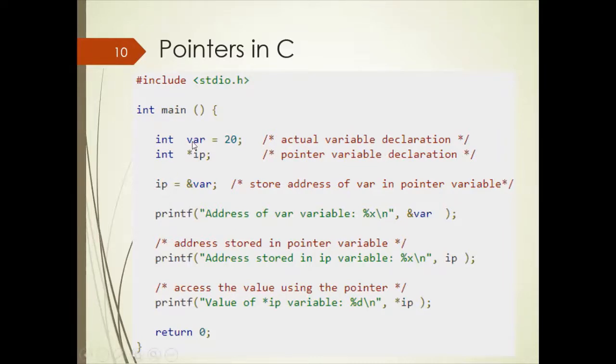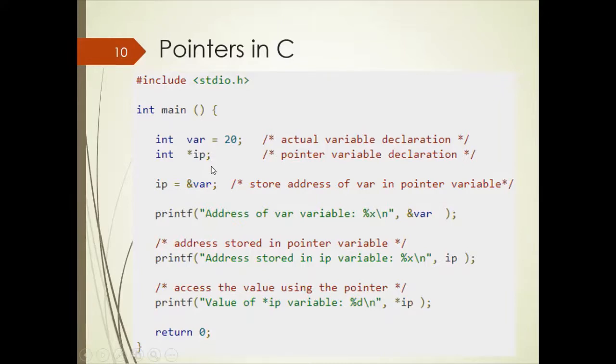After having declared a variable and storing a value at it, and then declaring a pointer, now we can store the address of var in that pointer. So IP is a pointer. So IP is equal to address of var. So these three lines should make sense now to you.